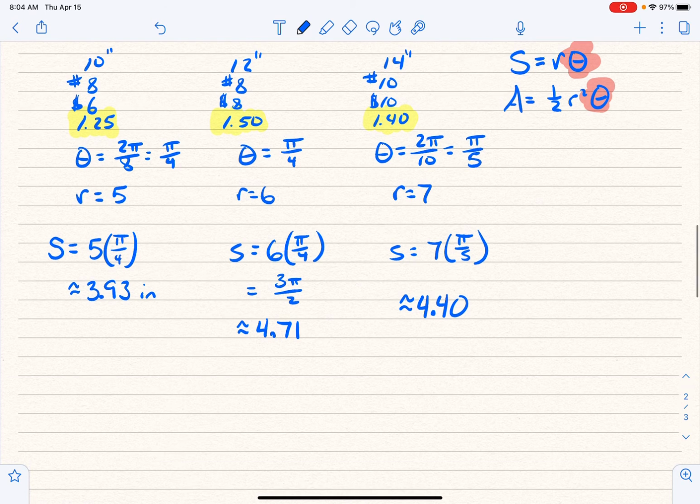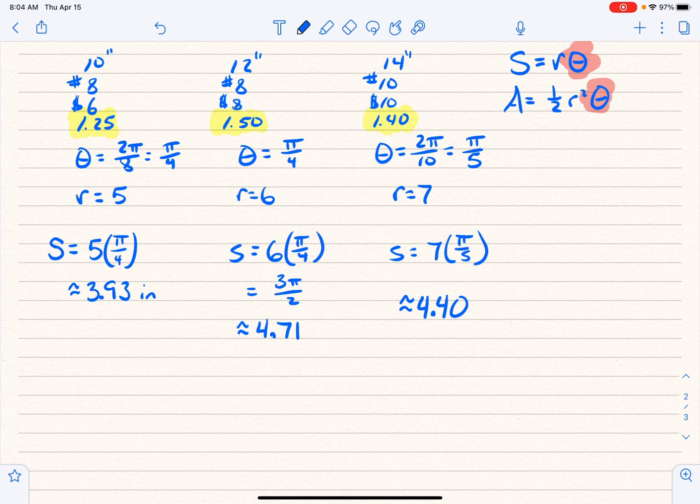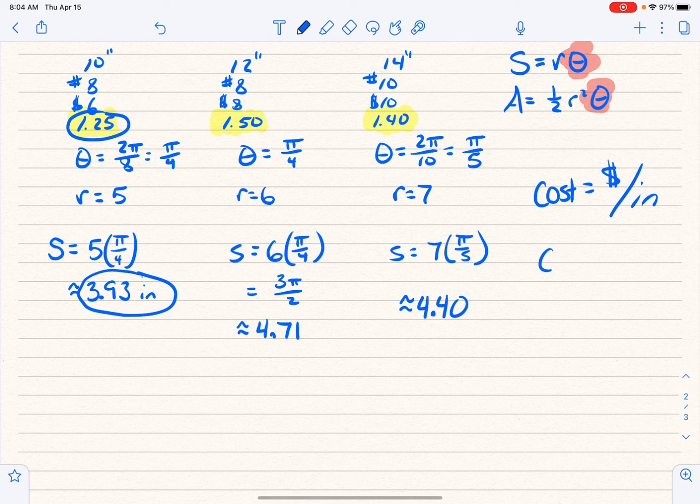Now, let's go ahead and think about cost. Cost is always going to be that dollar amount per inch. Always think about cost as being dollars per inch, or, for area, dollars per square inch. And that'll just tell you what you have to put as a fraction. I take my dollars up here, and then this is my inches. So the cost of this one is going to be 1.25 divided by, and I'm going to go back and use the original one right here, 5 pi over 4.